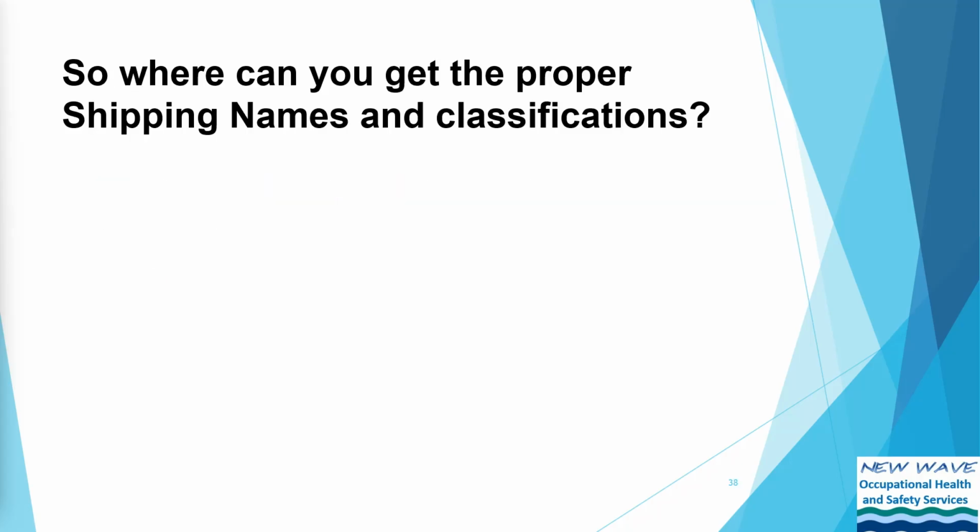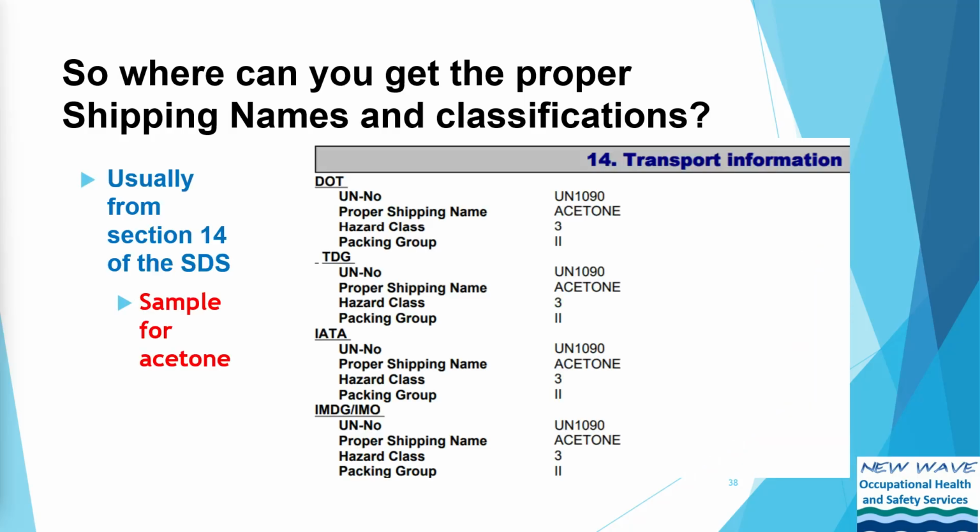So where can you get the proper shipping names and classifications? In most cases, a non-manufacturer will look at section 14 of the safety data sheet, and presto, there's the transportation of dangerous goods information. In a lot of cases, similar information will be listed more than once. In the case we show here, 4 times. Because the classifications, although very, very similar, are not exactly the same for all modes of transportation, we have the 4 listings.